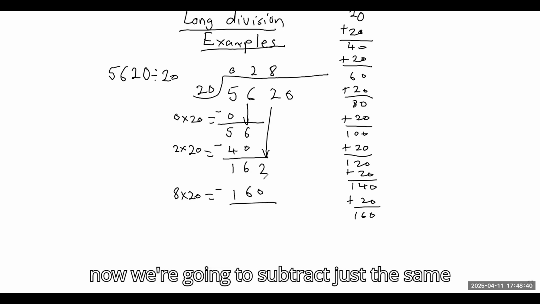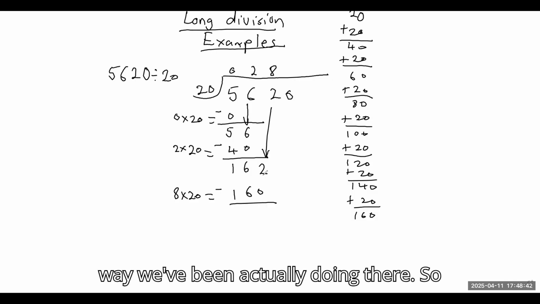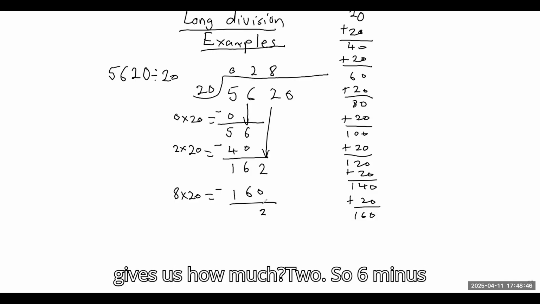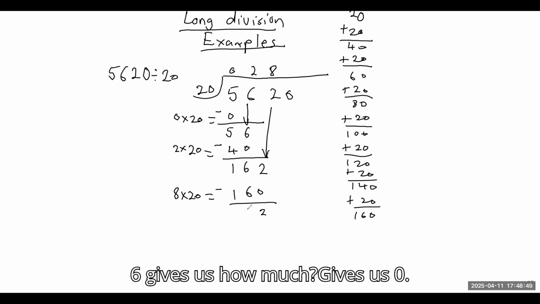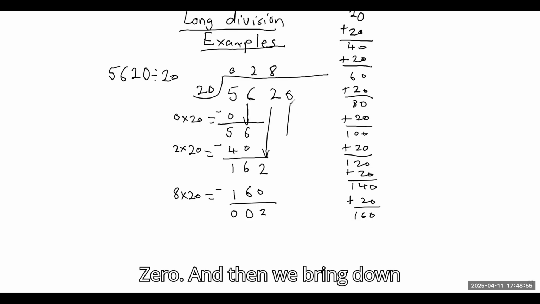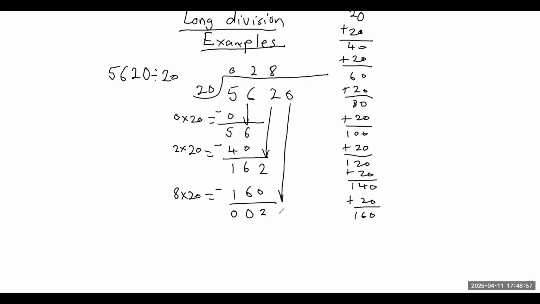Okay, now we're going to subtract just the same as we have been doing there. So it's going to be 2 minus 0 gives us how much? 2. So 6 minus 6 gives us how much? 0. 1 minus 1 gives us how much? 0. And then we bring down the other 0.